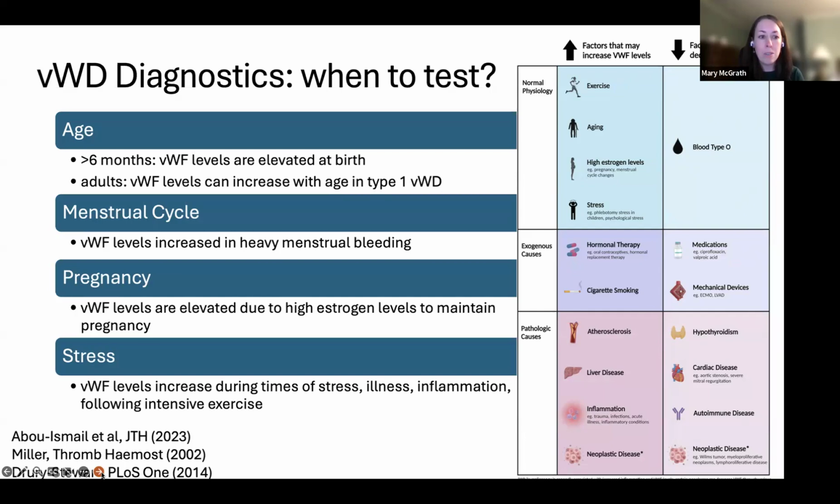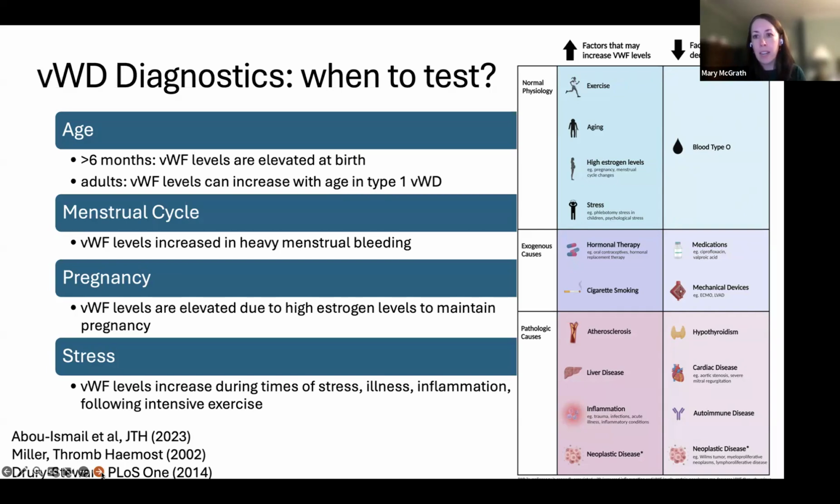And it's also not typically advised to do diagnostic testing for von Willebrand disease during pregnancy, as elevated estrogen levels during pregnancy can also lead to increased von Willebrand factor levels. After birth, your von Willebrand factor levels typically return to normal after about 4 weeks. However, it can sometimes take longer, particularly in women who are breastfeeding.